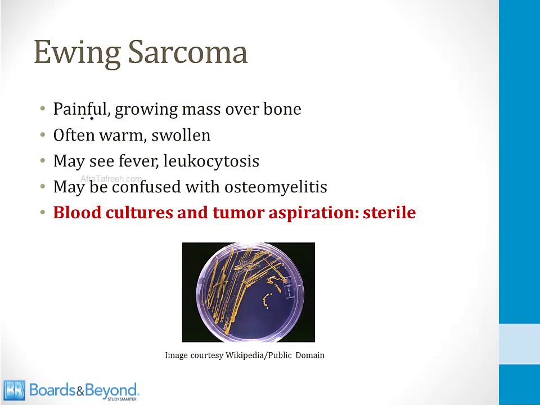Ewing sarcoma can present as a painful growing mass over a bone. The mass is often warm and swollen. In addition, children with Ewing sarcoma often have fever and leukocytosis, and this can look just like osteomyelitis. But the way you can distinguish the two is that in osteomyelitis, cultures will grow bacteria. So usually osteomyelitis occurs from seeding from bacteria in the blood. So blood cultures will be done and they'll be positive in osteomyelitis. In addition, if you aspirate the tumor or mass in osteomyelitis, it will grow bacteria.